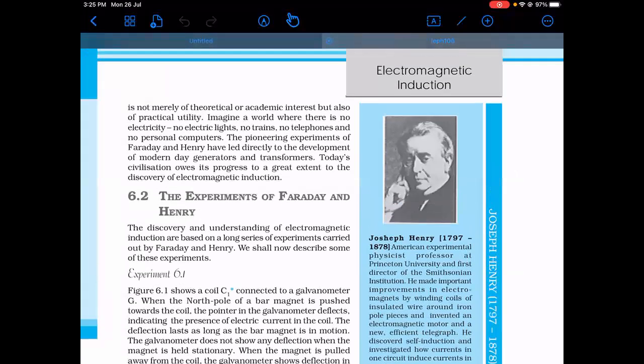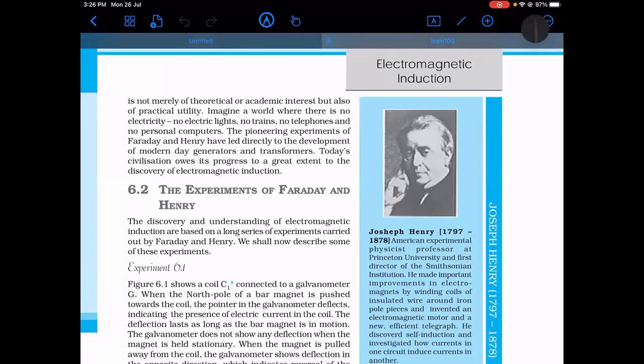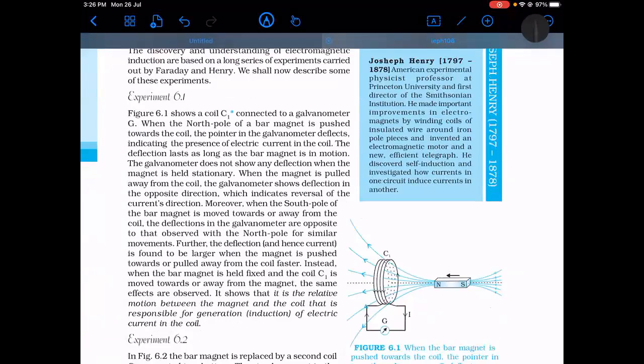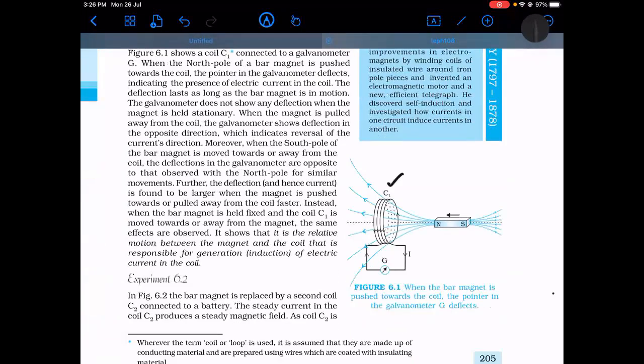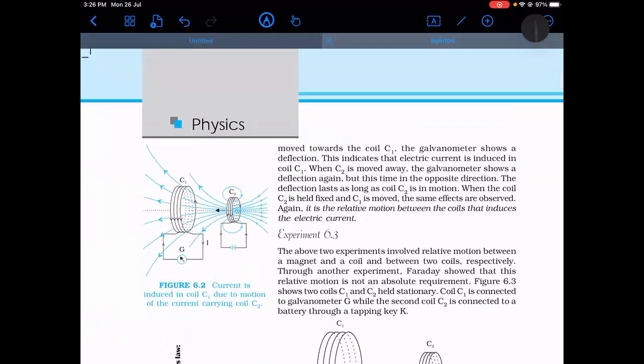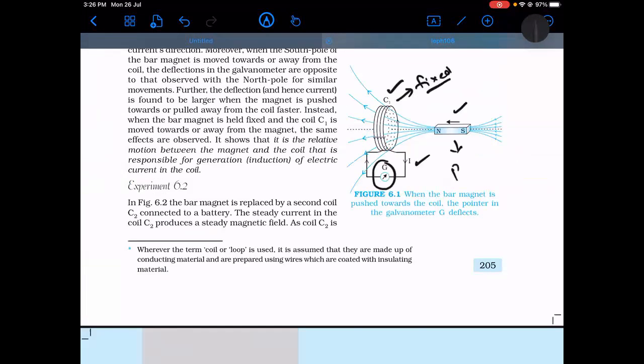I want to show you something from your textbook. The experiment performed by Faraday and Henry was something like this. If there is a coil and this magnet is moved while the coil is fixed, you can observe a deflection in the galvanometer. The galvanometer shows a deflection only when current flows, and current can flow only when an EMF is getting induced. Here they used a permanent magnet.